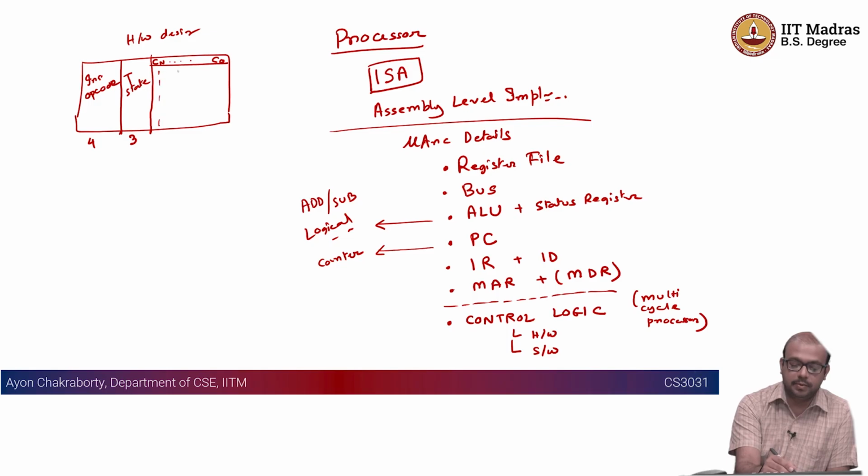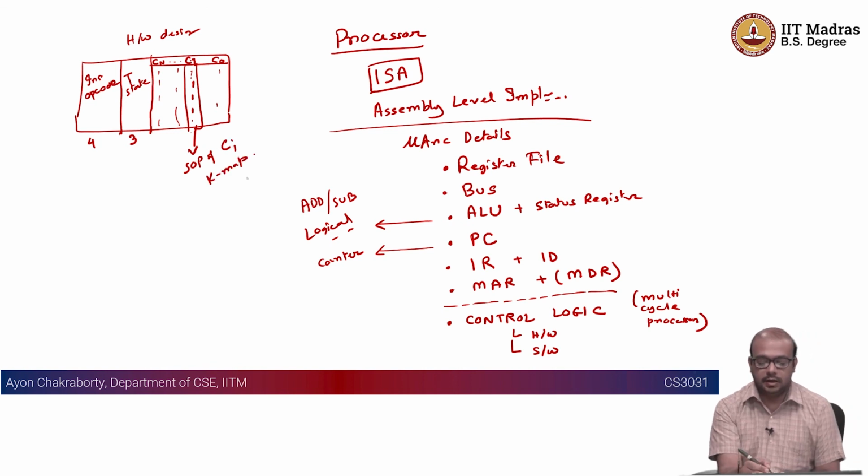So these are your control bits. You can take up every control bit, let's say control bit I. You will see control bit I, let's say this is 1 here, 1 here, 1 here, and so on. You can always come up with a SOP, the sum of products of control bit I, or you can do a K-map and simplify it, or simplify it by some other means.